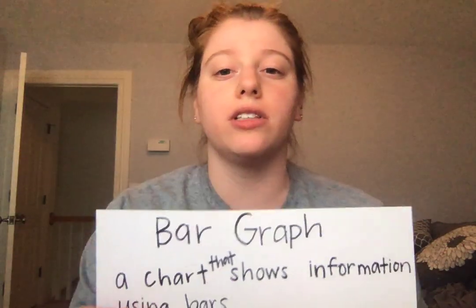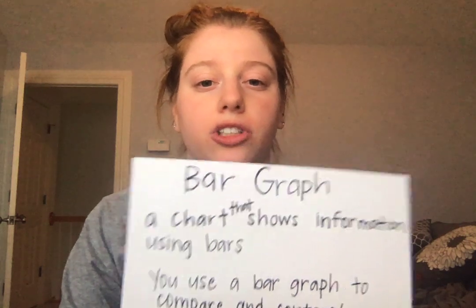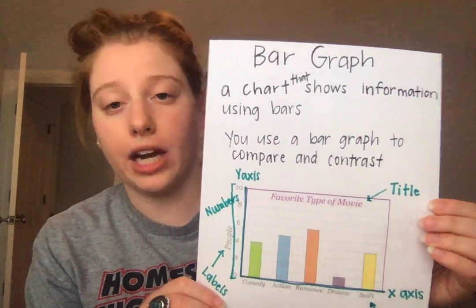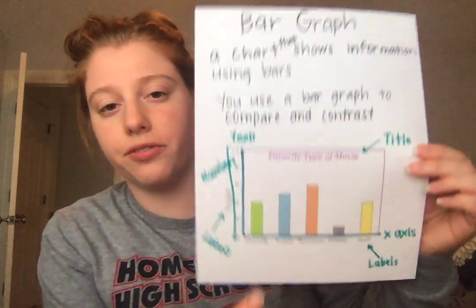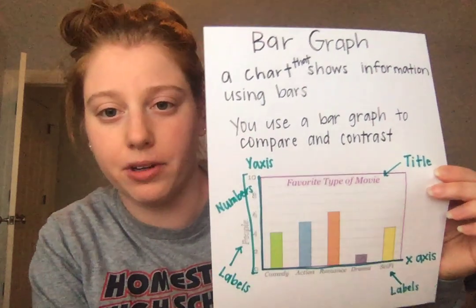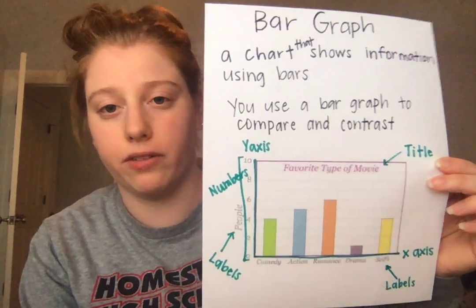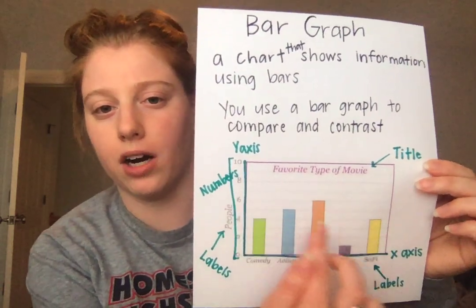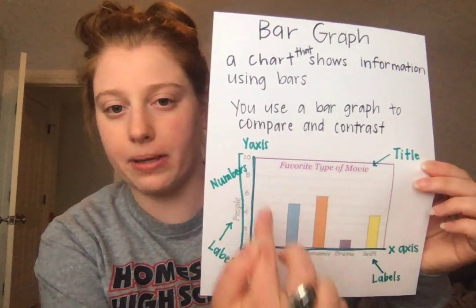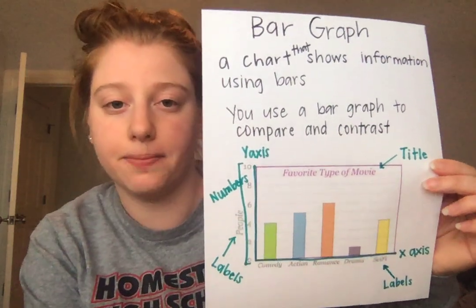So the first one we're going to learn about is a bar graph. And a bar graph is a chart that shows information using bars. You use a bar graph to compare and contrast information. So if we look at this bar graph, and this is probably the type of graph that we've all seen most often, there are different parts of a bar graph. There are these bars, and it's important to remember that these bars can go vertically, up and down, or they can go horizontally, side to side.